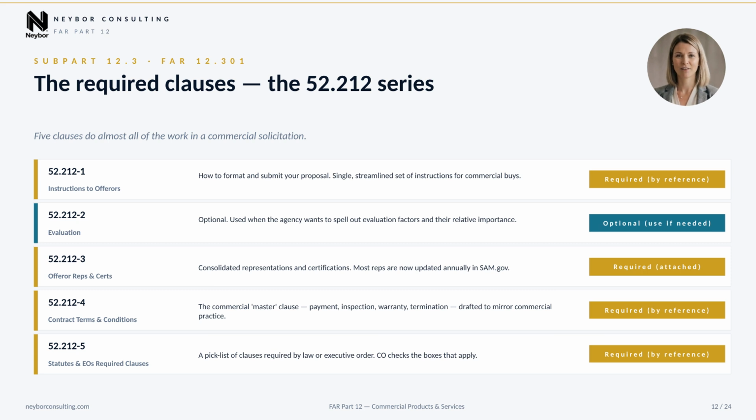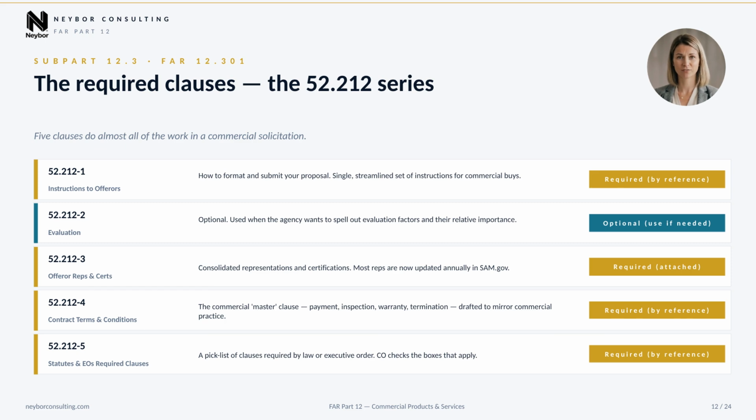Subpart 12.3 covers the clauses you will see in every commercial solicitation. There are 5, the 52.212 series. Number 1, 52.212-1, Instructions to Offerors. This is the streamlined set of submission rules. It is incorporated by reference and replaces the giant proposal instructions you would see in a Part 15 negotiated buy.